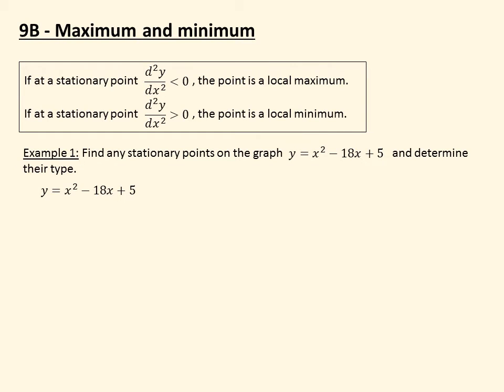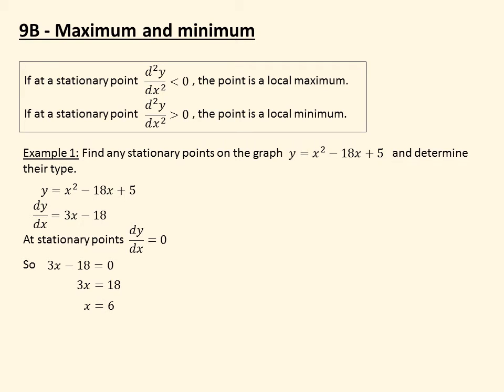Here's an example. We need to find the stationary points of this curve and see what type they are. So first we need to differentiate. Then we need to find where the stationary points are. These are the points where the derivative is equal to 0. So if we set 3x minus 18 equal to 0, we can solve for x.